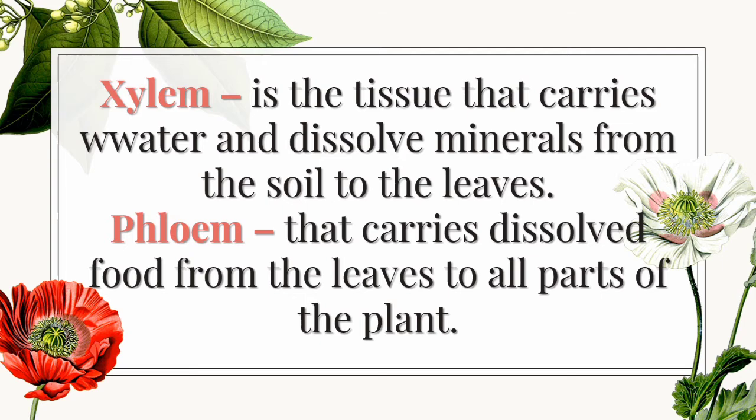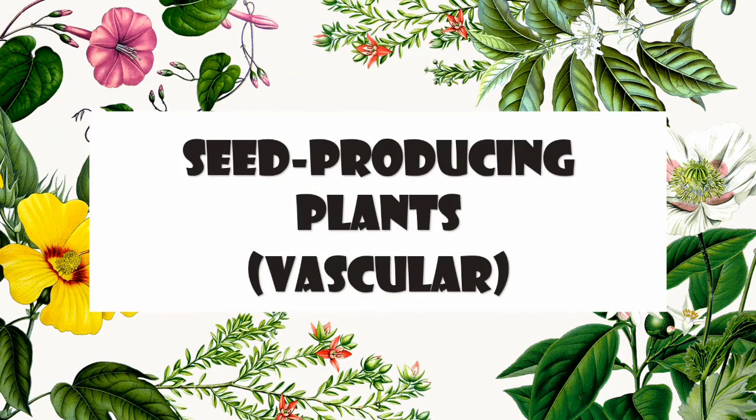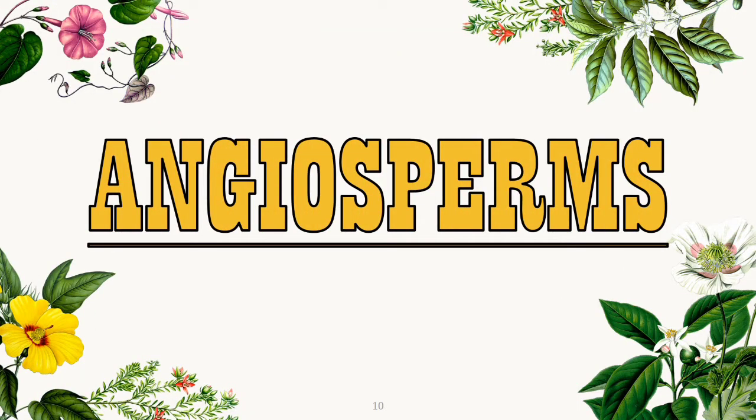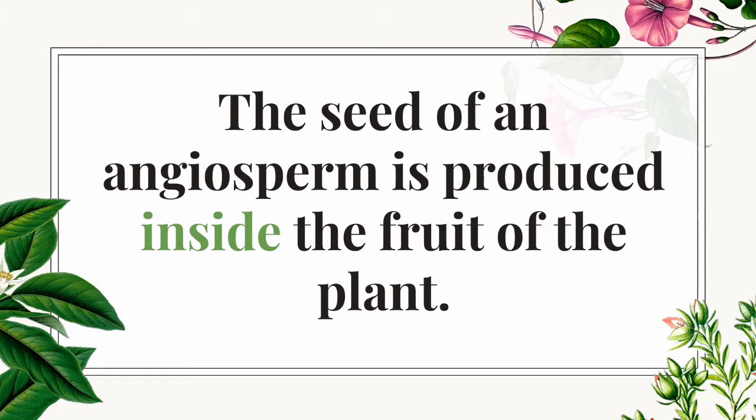Vascular plants are subdivided into seed-producing and non-seed-producing. So we have the seed-producing plants. Next, we have the angiosperms. The seeds of an angiosperm are produced inside the fruit of the plant. Remember, they are produced inside the fruit of the plant.